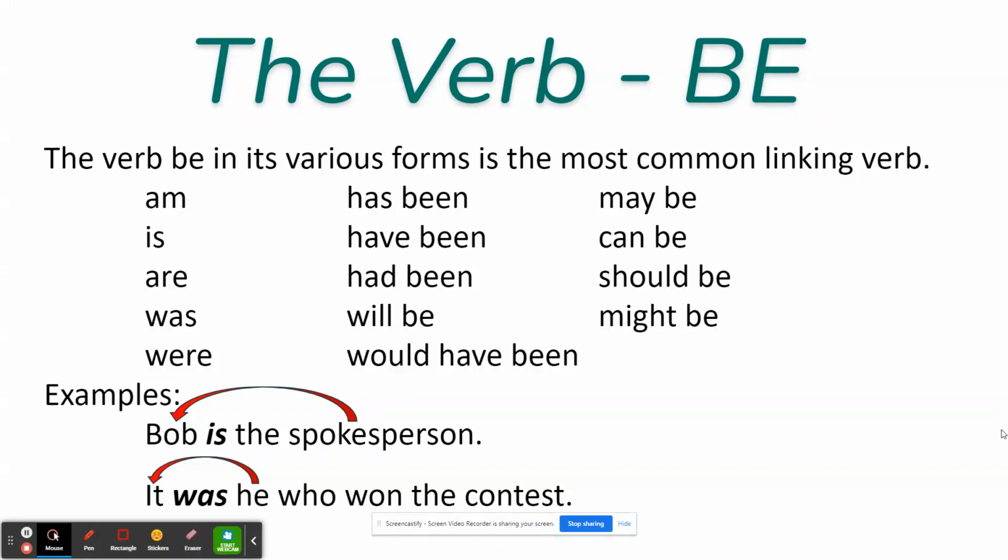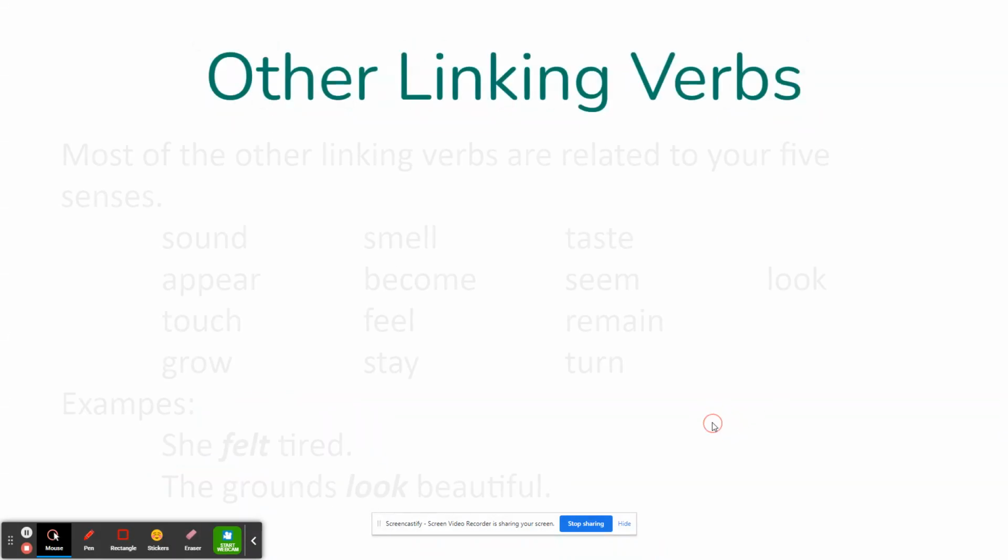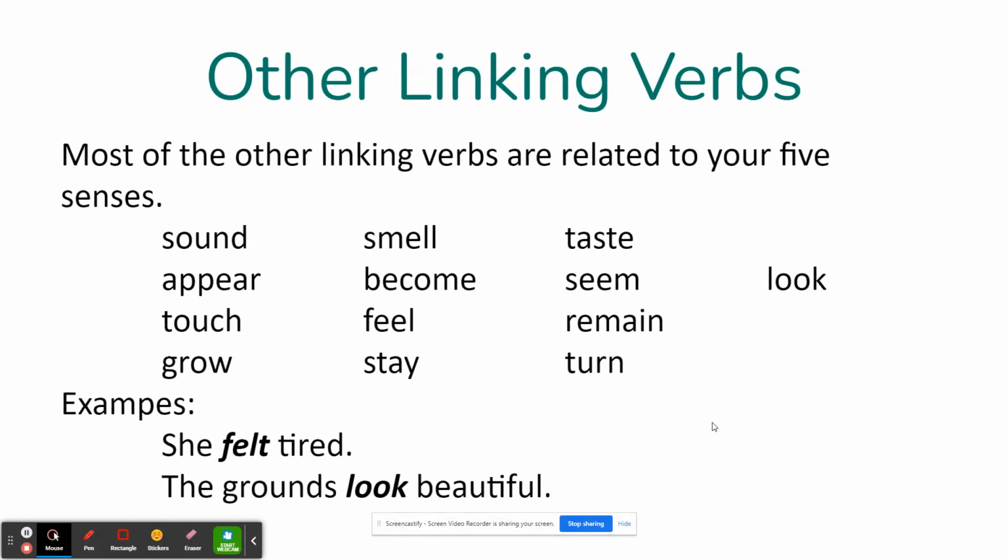So get familiar with all of these forms of be. Make sure you have them in your memory bank as we move forward with linking verbs. The other type of linking verbs usually have something to do with your five senses. So if you look over this list, we have appear, remain, look, things like that. And they're usually going to link to an adjective in this case.